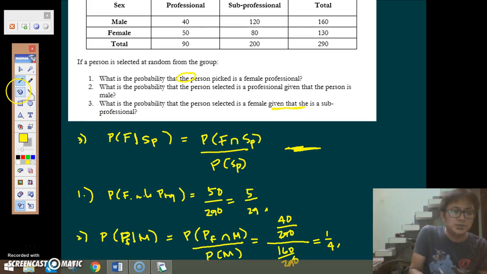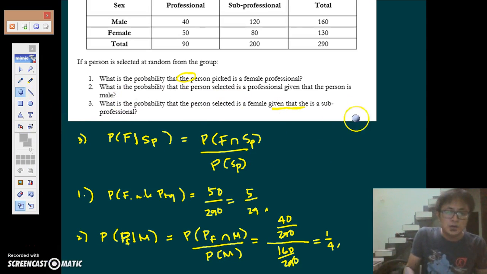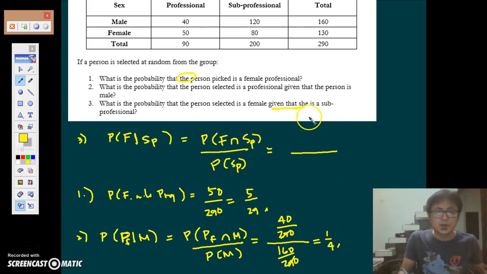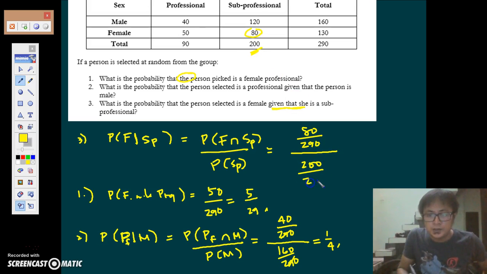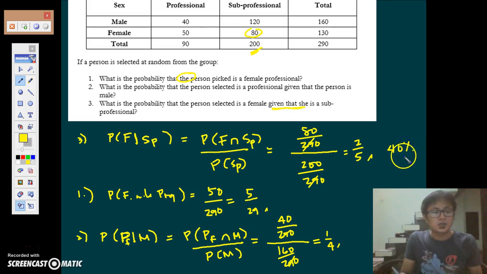So that's very easy. For the numerator, the probability that it's a female and sub-professional, it should be 80 over the total 290. Then for the sub-professional, you have the total sub-professional 200 over 290. So this cancels out. Then 80 over 200, it's 8 over 20, simplifying to 4 over 10. Finally, it's 2 over 5 simplified, or in percent, equivalent to 40%.